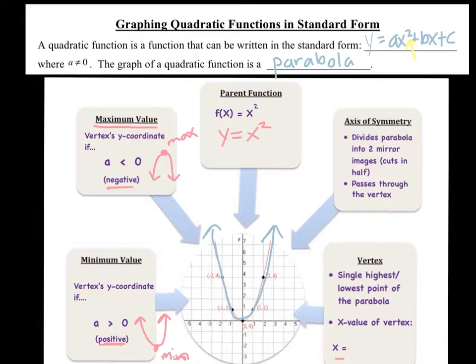So the other two items over here are the axis of symmetry and the vertex. The axis of symmetry is the line that essentially divides or reflects your parabola. So it divides the parabola into two mirror images, cuts it in half. If you tried to fold your parabola over that line, it should lay right on top of itself. And it always passes through the vertex.